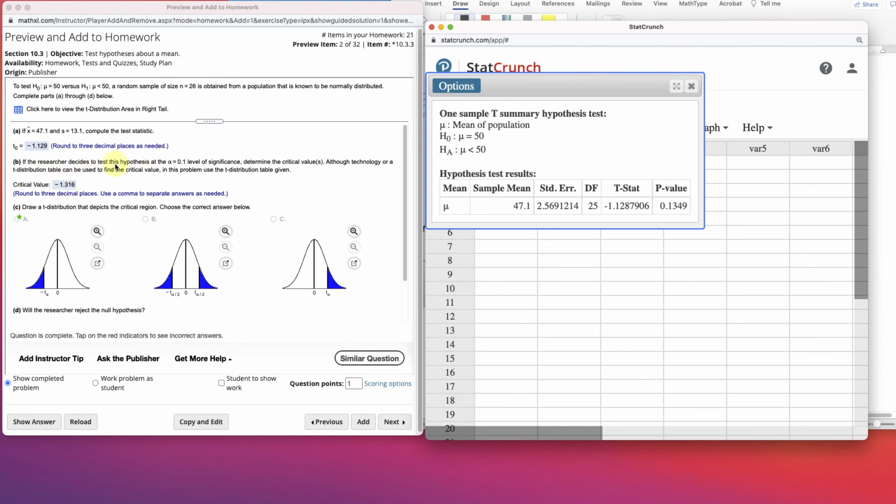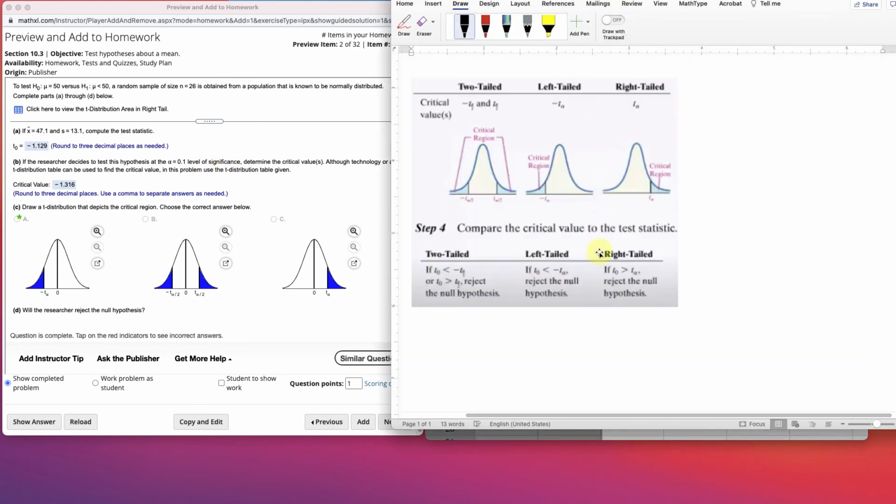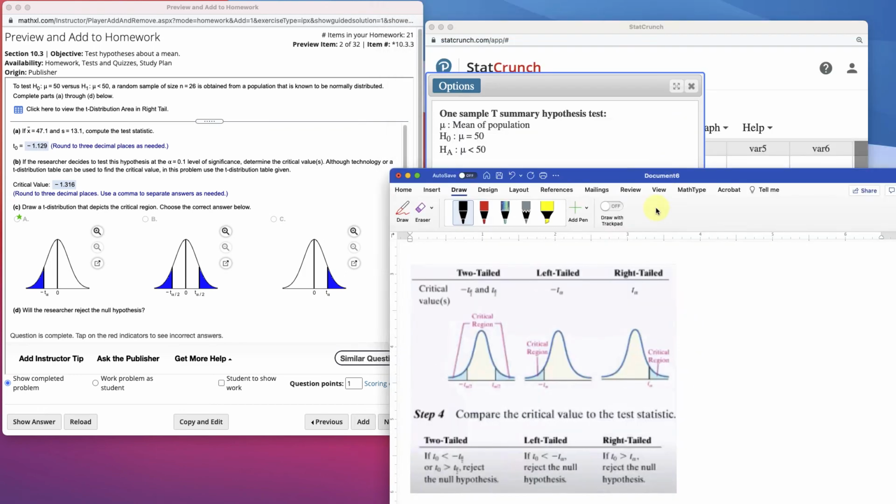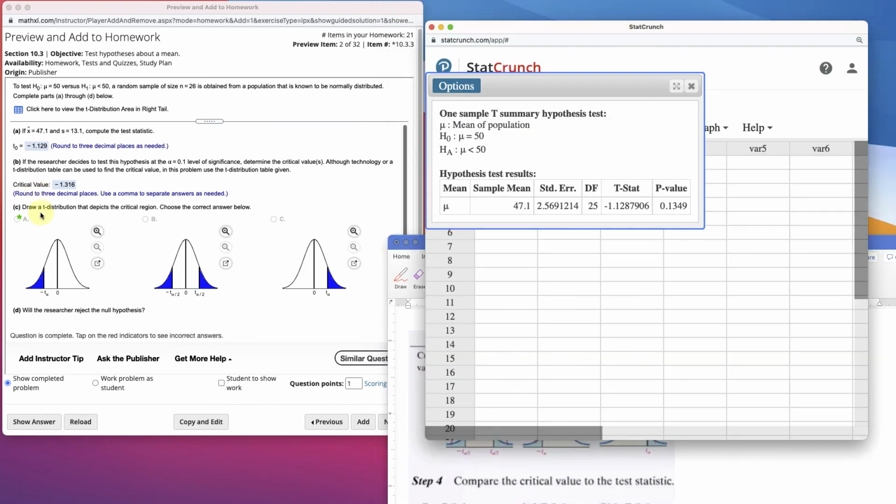They say the researcher decides to test the hypothesis at the 0.1 level of significance. So remember, this is a one-tailed test, and it's on the less than, so left. So we're only going to have one tail. In the other case, we had two tails, and we had to split our level of significance. All 0.1 is in here. No splitting this time. That kind of gives away the answer here, right? We just know that's to the left of that one value.